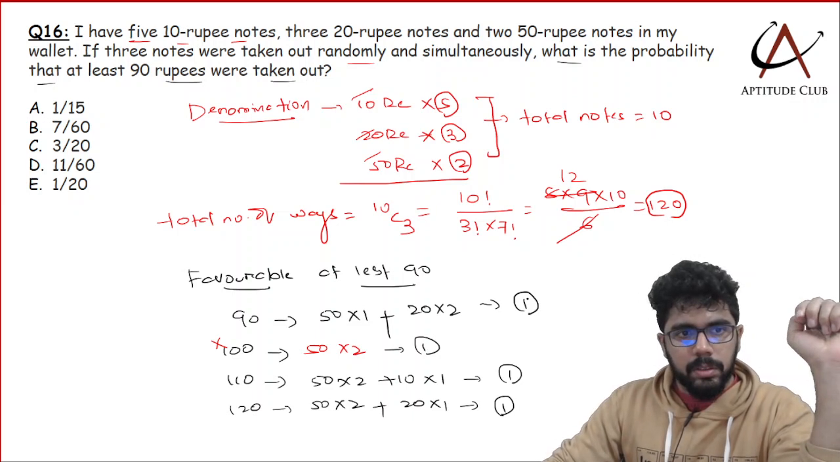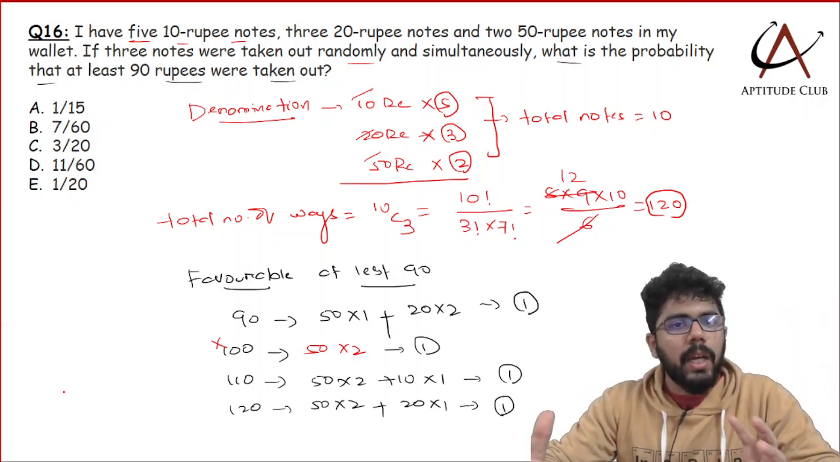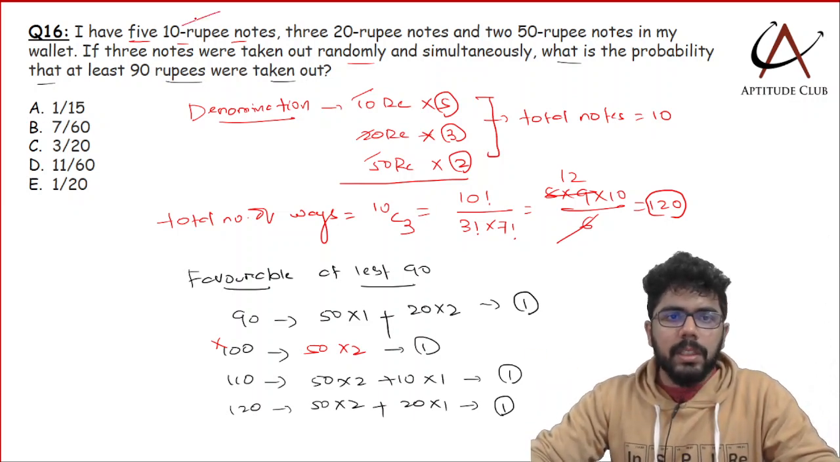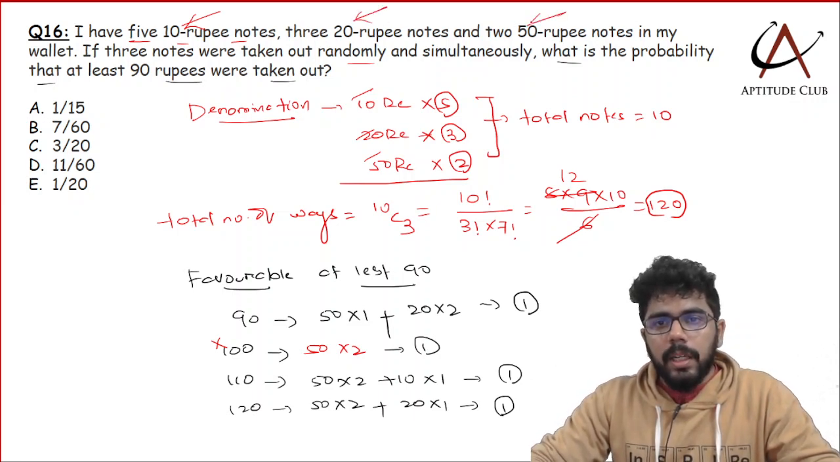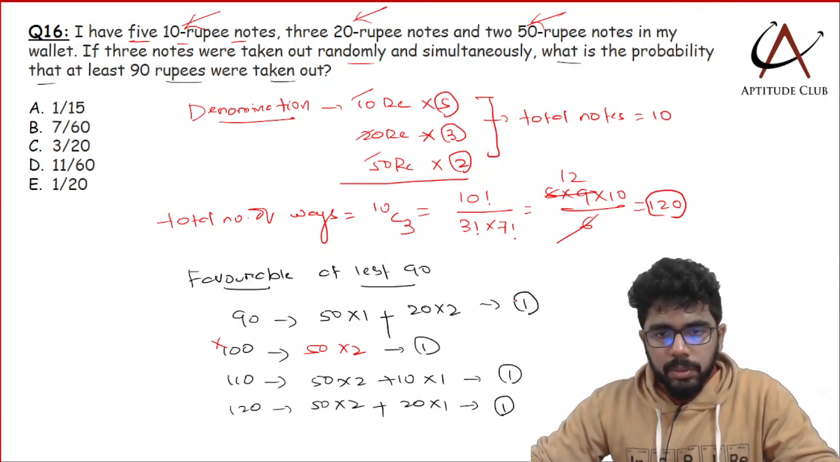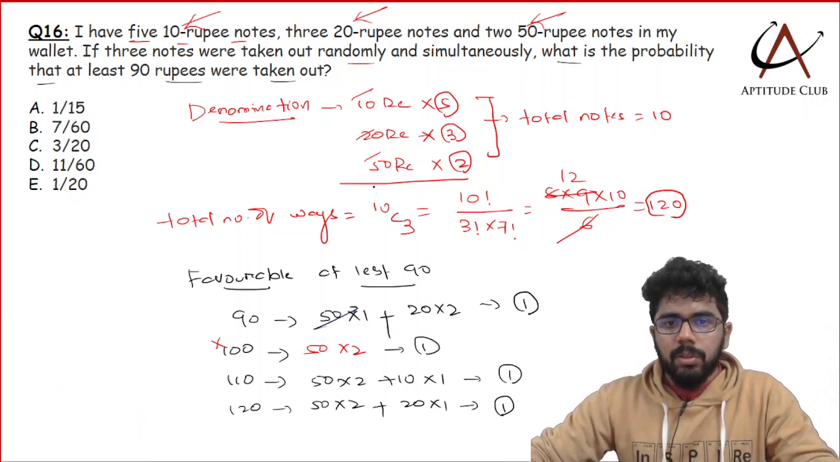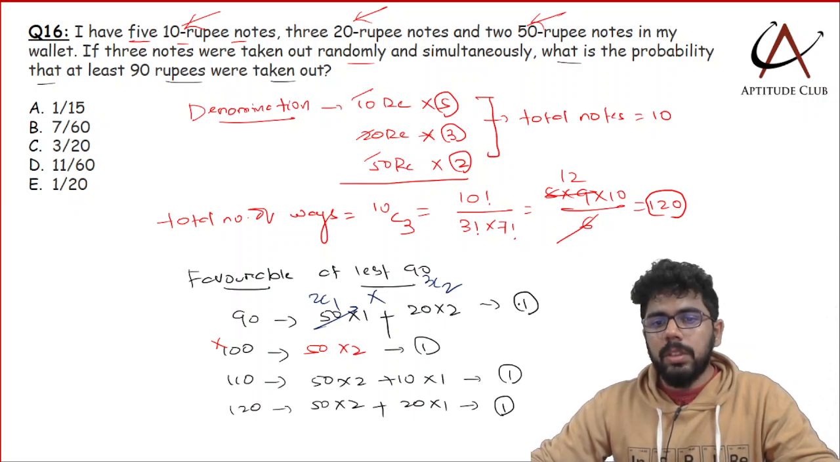So how many ways? Is this making sense? Why can't I take the other notes? You can only take 3 notes, and your denomination is like this: 5 10 rupee notes and 3 20 rupee notes. Basically, how will we solve this now? Out of 2 50 rupee notes I'll pick 1 note, so 2C1, and out of 3 20 rupee notes I'll pick 2, so 3C2. 2C1 into 3C2 is basically 2 into 3. I can do it in 6 ways.